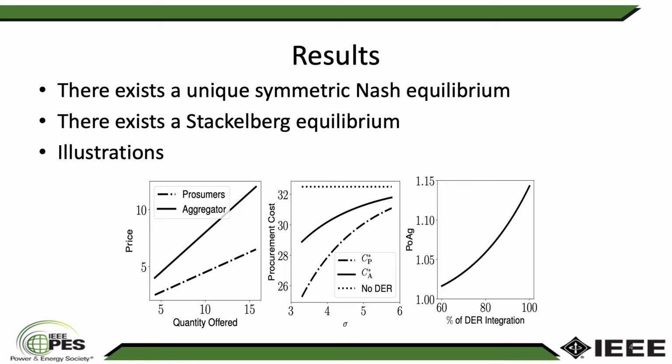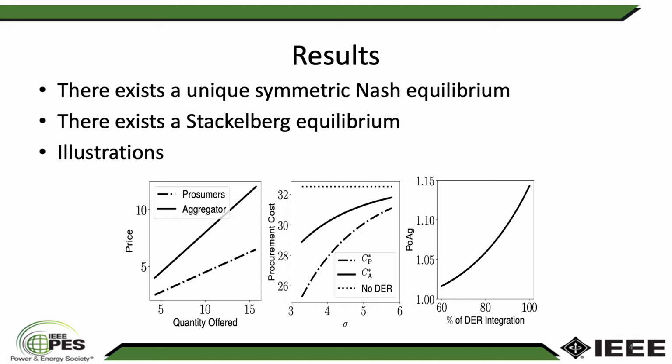Going to the main results of the paper, we show and prove that there is a unique symmetric Nash equilibrium for the prosumers game, and there exists a Stackelberg equilibrium, and we also have conditions for its uniqueness. We have some illustrations showing the gap and improvements in efficiency.